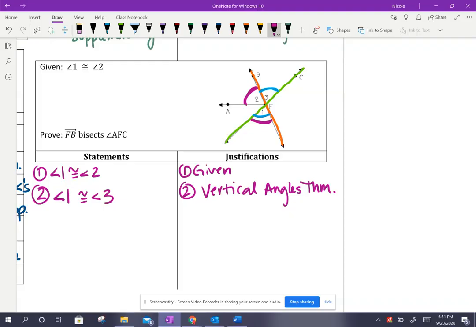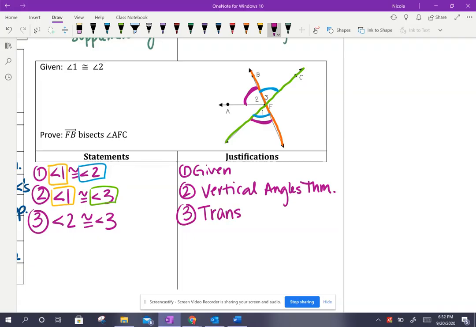Well, I'm looking at my statements so far, and I see angle 1 and angle 2, and angle 1 and angle 3. And that tells me that I can then use transitive. Since angle 1 is congruent to both angle 2 and angle 3, I can then say that angle 2 is congruent to angle 3 by the transitive property. I have three things, 1, 2, and 3. And so transitive starts with T, and so does 3.